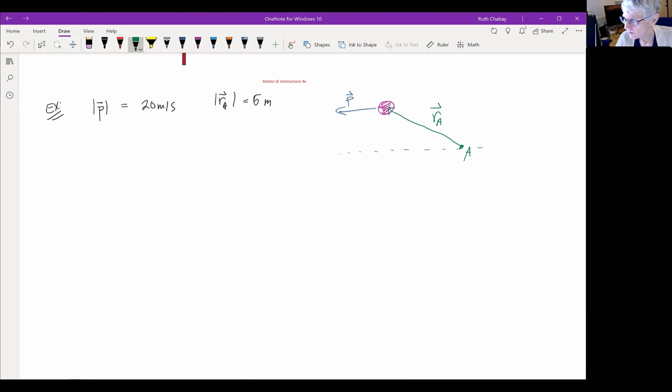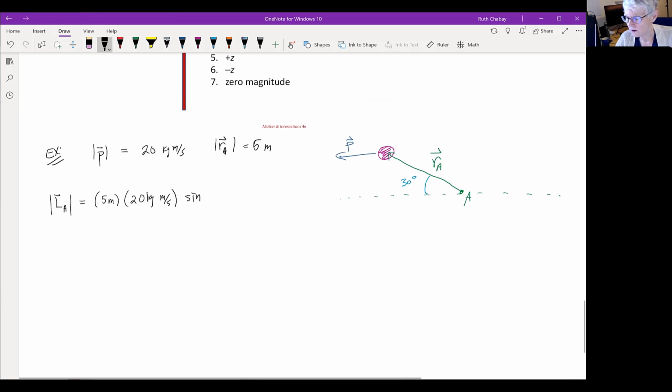This angle is 30 degrees. So here we're going to use the magnitude of r, the magnitude of p, sine theta, and then get the direction from the right-hand rule. So the magnitude of L with respect to location A is the magnitude of R, which is 5 meters, times the magnitude of P, which is 20 kilogram meters per second, times the sine of the angle between them.